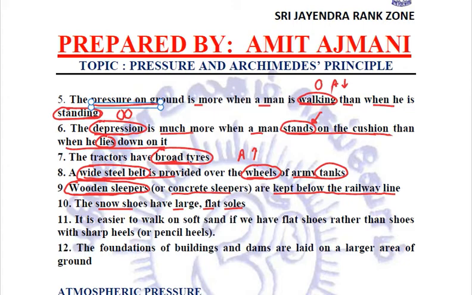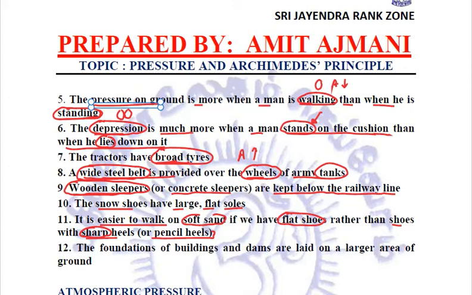Another observation is, it is easier to walk on soft sand if we have flat shoes rather than shoes with sharp heels or pencil heels. Again, why? Because if the heels are sharp, the area will be so less that the pressure is going to increase many folds. Due to the same reason as we have seen in the case of snowshoes, soft sand is soft, so it will be easier if we are walking with flat shoes, hence increasing the area and as a result decreasing the pressure.